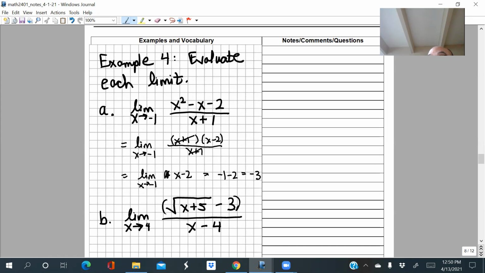So actually this limit does exist, okay? It turns out to be -3. But you can't evaluate this one directly just by substituting -1 for x. You have to do a little bit of extra work there.